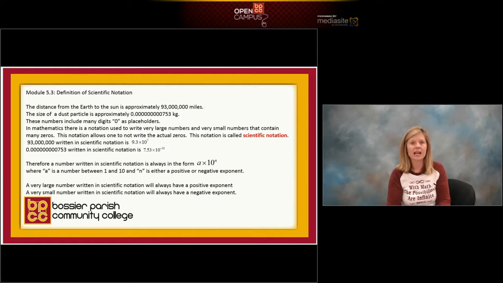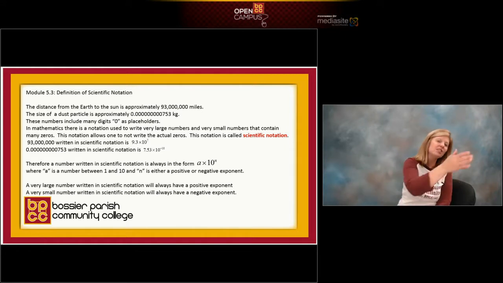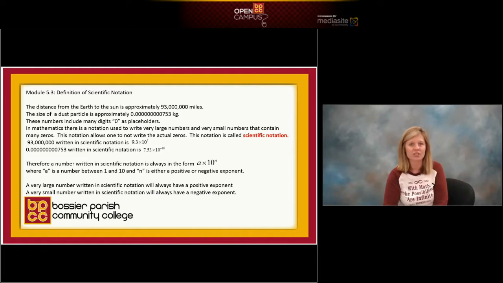100 is 10 times 10, which is 10 squared, which is a power of 10. The tens place is 10 to the first, which is a power of 10. The ones place is 10 to the 0, because we've already discussed in the modules that 10 to the 0 is the number 1. So the ones place is a power of 10. All of our place values in our number system are powers of 10. So when we write a number in scientific notation, it's going to say times 10 to some exponent.